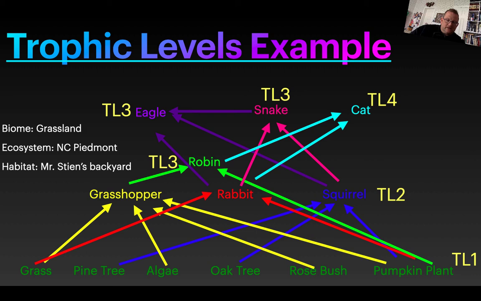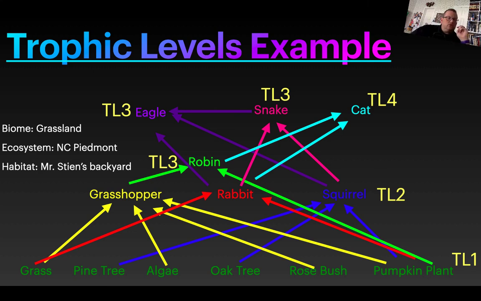If it's eating the pumpkin plants, it's a 2. If it's eating the grasshopper, it's a 3. So remember, trophic level 3 is omnivore or carnivore, so not just eating other animals, but eating plants and animals. The important piece here is as we move up, there's less energy. So the problem we run into here is we better have a lot of squirrels, we better have a lot of rabbits, because we got eagles, snakes, and cats eating off of the rabbits and the squirrels.